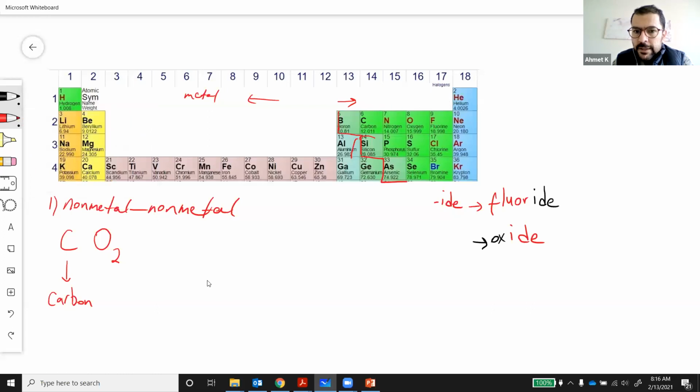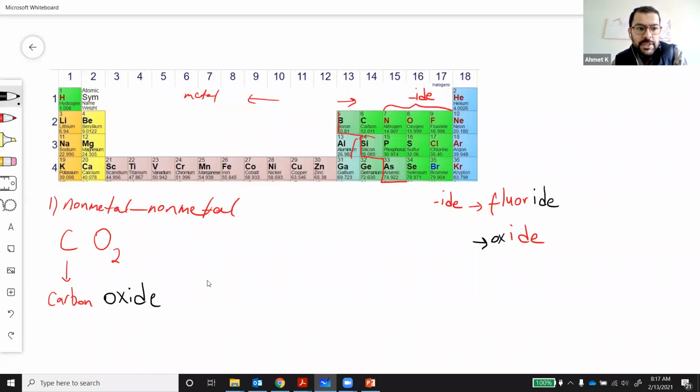So we are going to use this -ide for these elements: fluoride, oxide, nitride, and phosphide, sulfide. Makes sense? Now I have my non-metal to non-metal, the first element is carbon and the second one is oxygen. Now I have to say not oxygen, but since it's an anion, oxide. So carbon oxide.